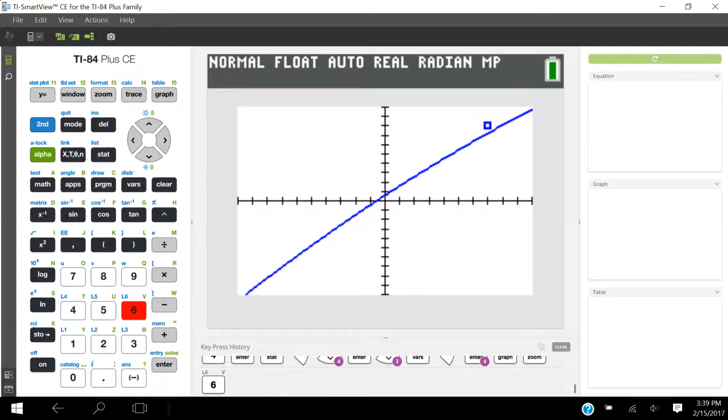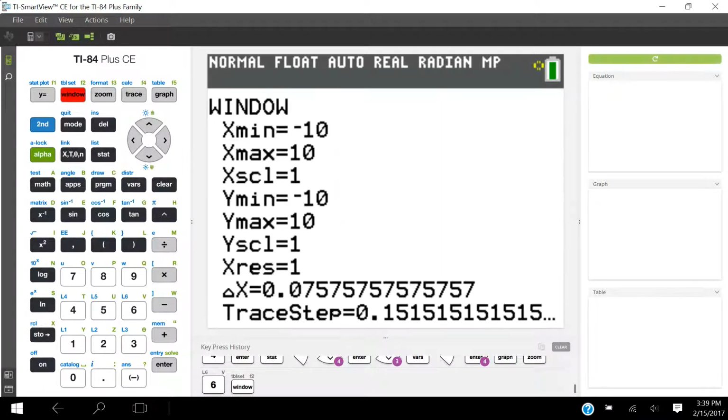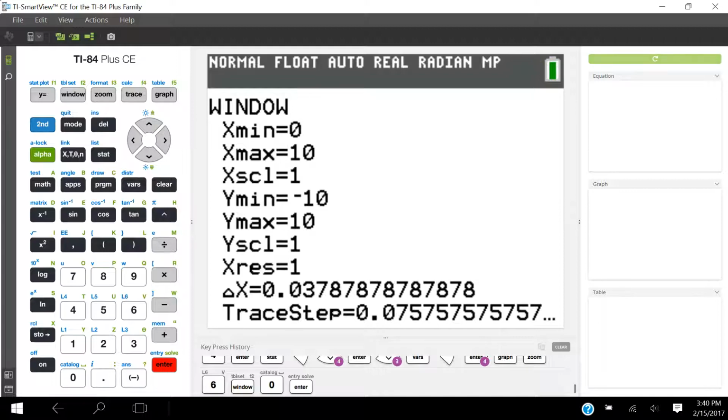So when I'm talking about that, I don't care about the negative numbers because we don't really do negative distances and heights unless there's a hole in the ground. So what we're going to do is go to Window, and we're going to change our X-min and our X-max, which is where we start and finish. Zoom 6 makes it -10 to +10. So I'm going to change my window to 0 because I don't care about any negative numbers.